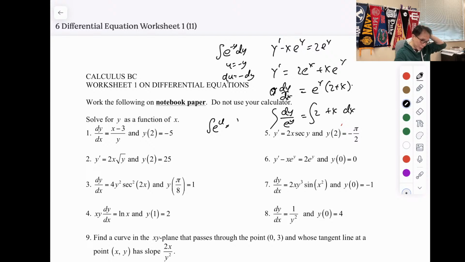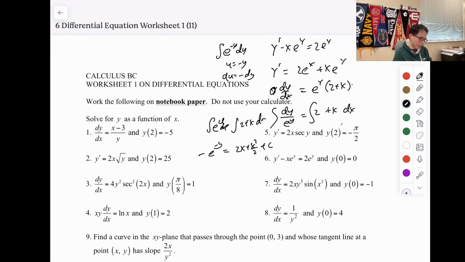So that is equal to the integration of 2 plus x dx. This is du. Now that's going to be negative e to the negative y is equal to 2x plus x squared over 2 plus c. Now I need to get rid of the negative sign before the natural log because I want to get y by itself. For me, I'm still going to stick to my old way. So I'm going to multiply everything by the negative sign: negative 2x minus x squared over 2 plus c, still c because c is still a constant.